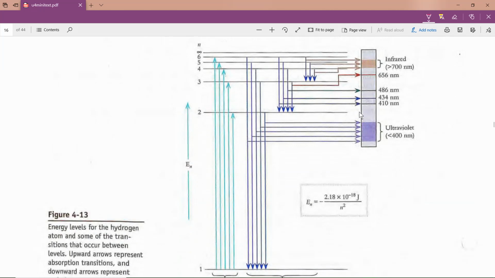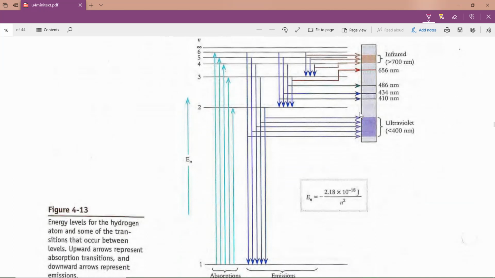What page is this in the textbook? This energy level diagram. Page 180. So we have here our n value. This we're going to learn is called the principal quantum number. So the infinitely high level, here's my first level, second, third, fourth, fifth, sixth, etc.